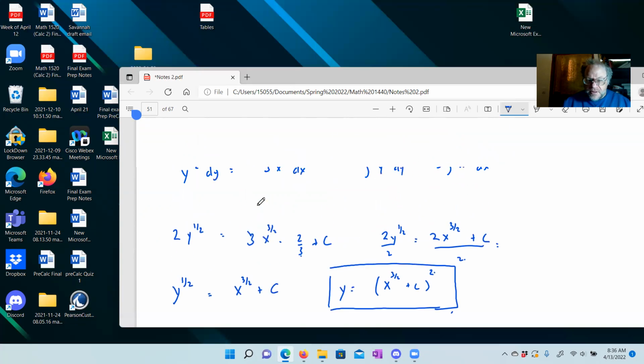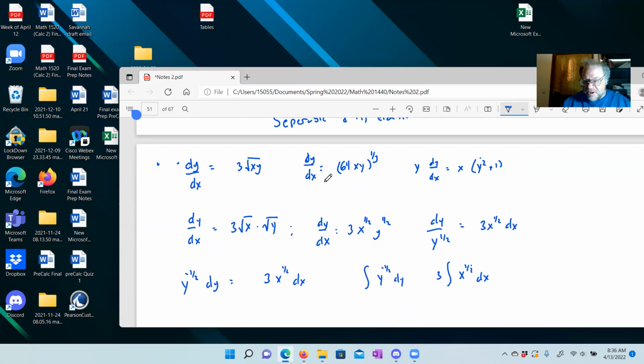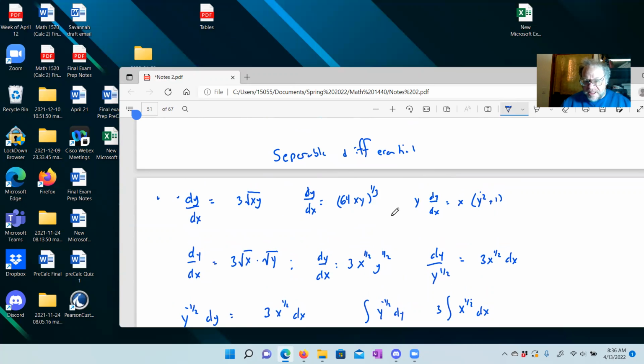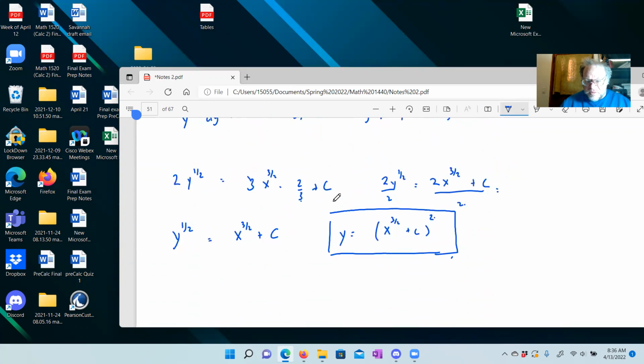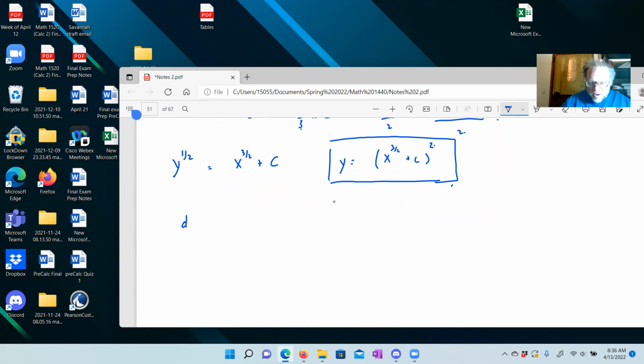Okay, so next one. These are very similar problems, so my apologies for that. I actually gave this one on a quiz one time, so I'll do this one. This is dy dx is equal to the cube root of 64xy. We'll go ahead and break that apart. So dy dx is equal to 4, because the cube root of 64 is 4, times x to the 1/3, y to the 1/3.